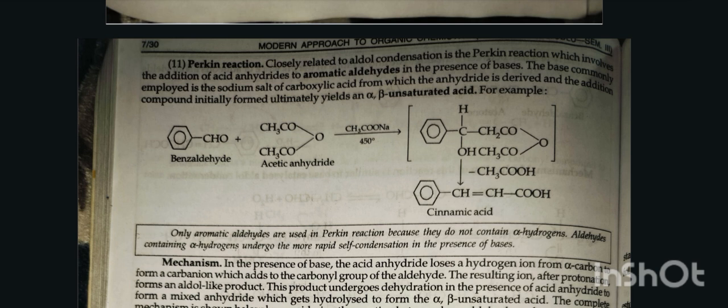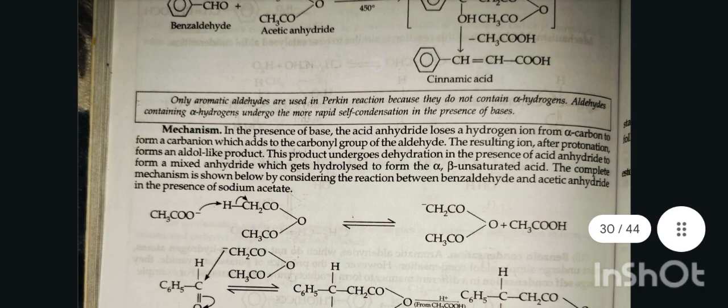For example, benzaldehyde plus acetic anhydride in presence of CH3COO negative Na positive at 450 Kelvin temperature gives cinnamic acid. Only aromatic aldehydes are used in Perkin reaction because they do not contain alpha hydrogen. Aldehydes containing alpha hydrogen undergo more rapid self-condensation in the presence of bases.